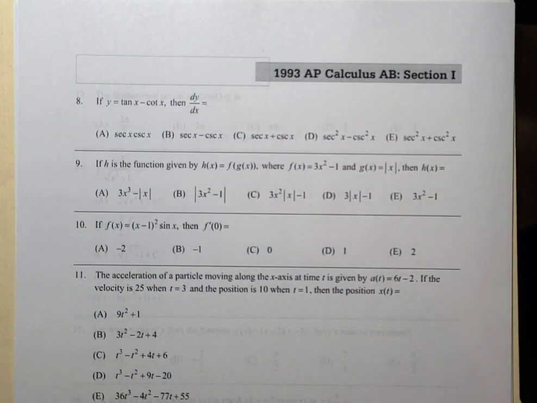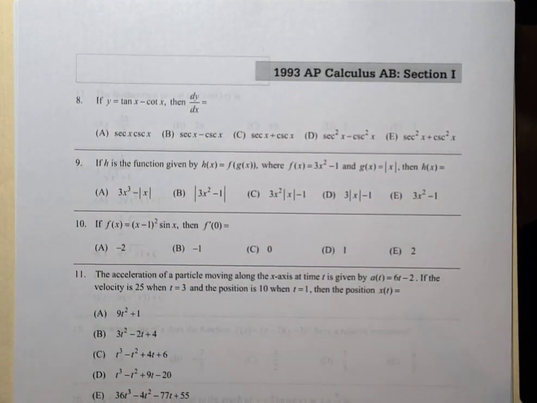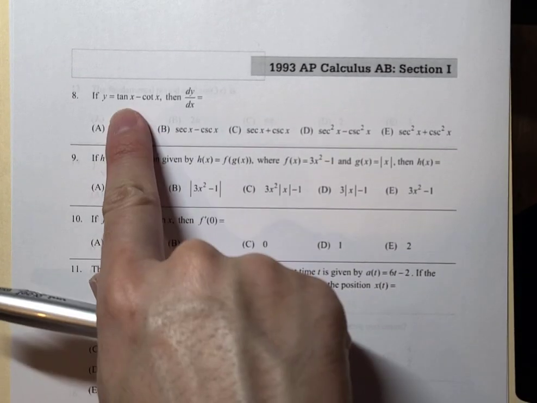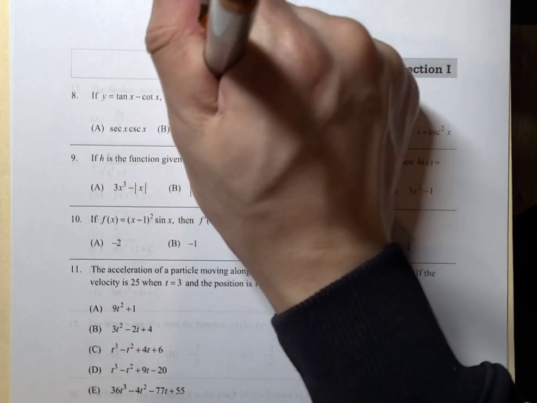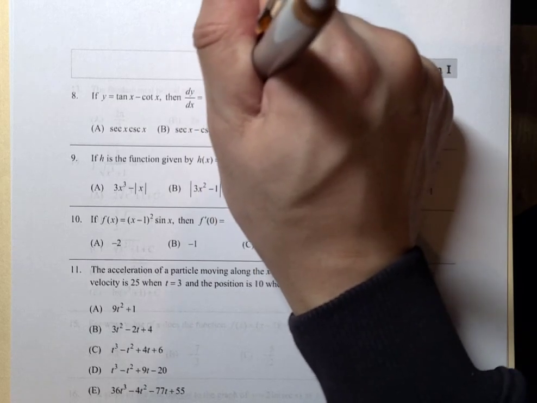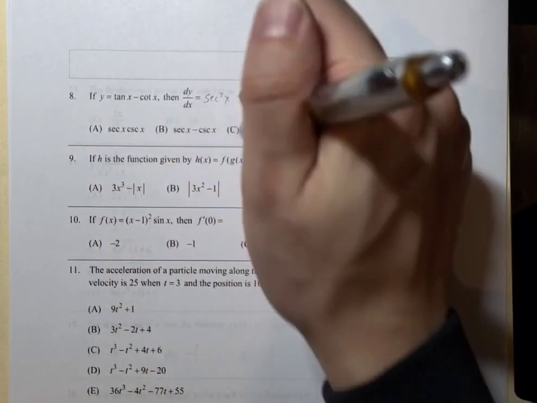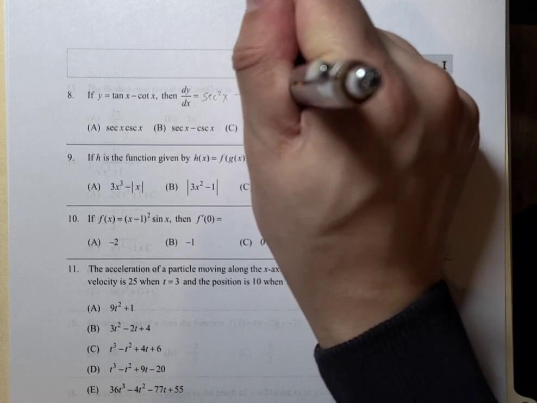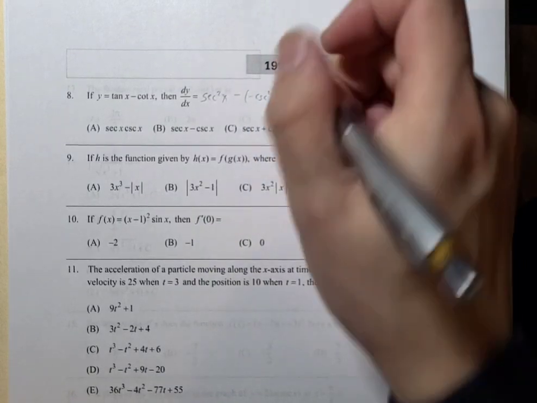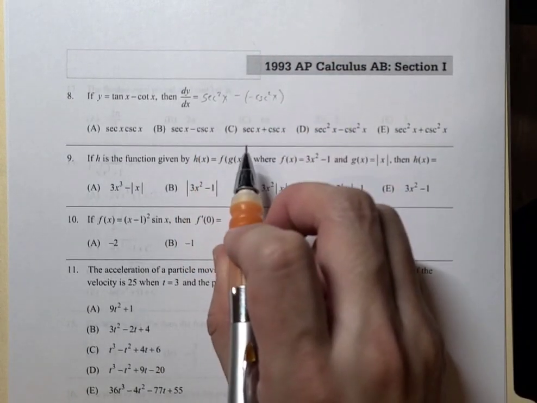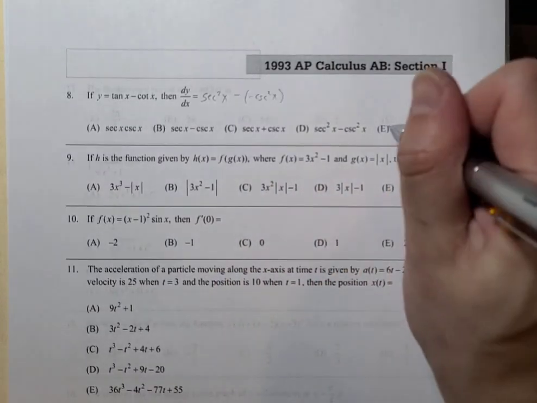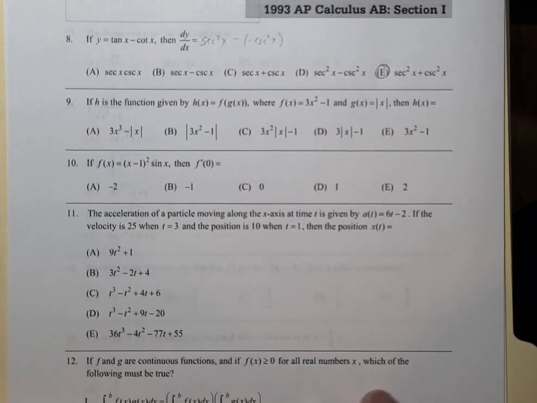y is tangent x minus cotangent x. dy/dx is equal to what? What's the derivative of tangent? That's secant squared. What's the derivative of cotangent? Minus cosecant squared. You should remember these. So there's just secant squared plus cosecant squared. Number 8 is E. Easy question.